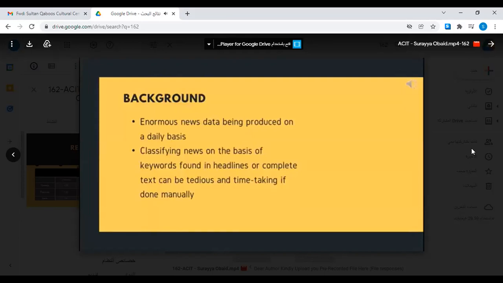Data is being generated on a daily basis regarding news and events happening all around the world, and this news is being produced at almost every single second. This data can be beneficial only if it is processed effectively. This means it has to be classified in a meaningful way. If this classification is done manually by human resources, then it can be tedious as well as time-consuming.